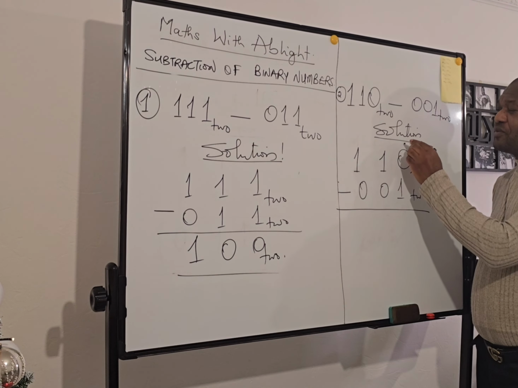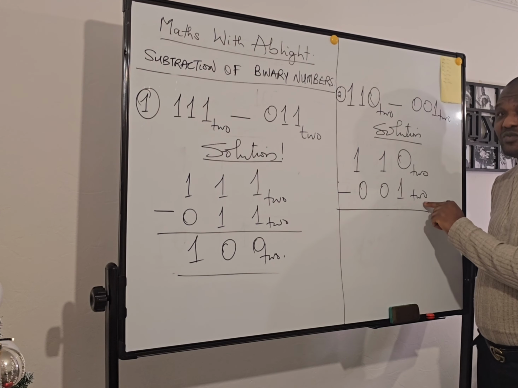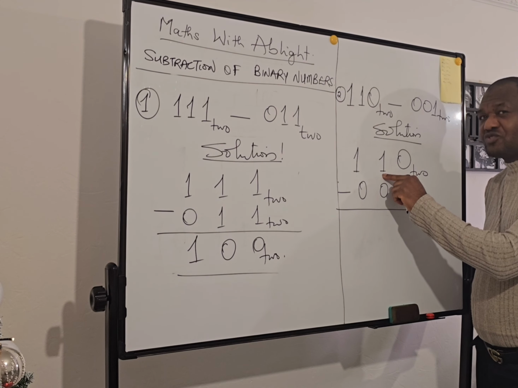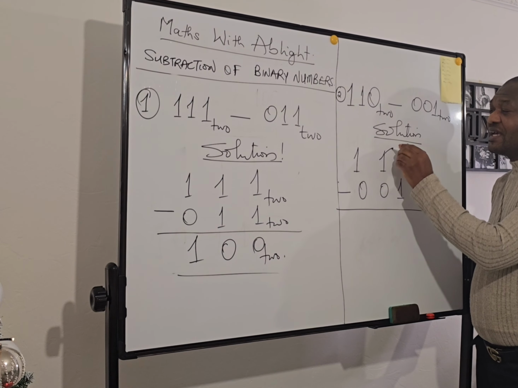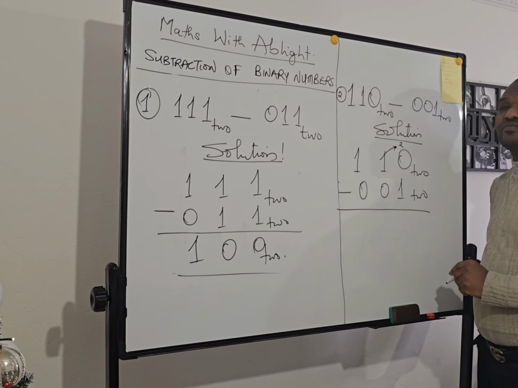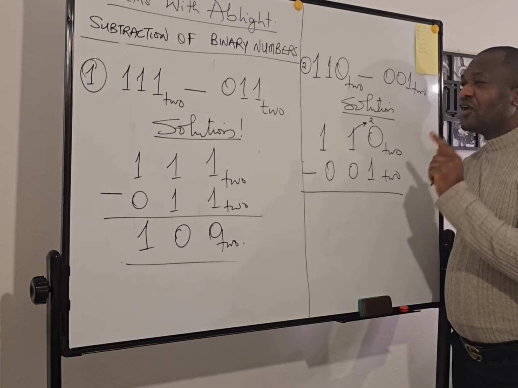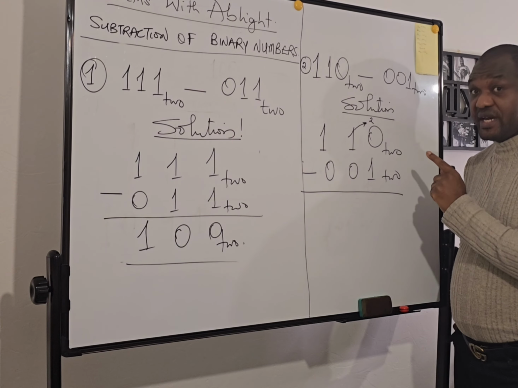That one you are borrowing from here, you are supposed to put it here to make it 10, right? But remember, you are dealing with base 2. So when you borrow 1 from here, it is called 2. Any one you are borrowing from here is equivalent to 2, not 1, because you are dealing with base 2. Always remember the base you are dealing with is going to really help you.